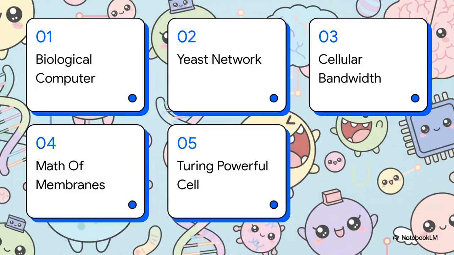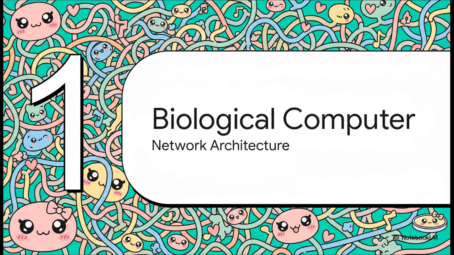Here's our quick agenda for today. First, we'll look at the biological computer. Second, shuffling the yeast network. Third, cellular bandwidth and signals. Fourth, the math of membranes. And finally, we'll wrap up with a Turing-powerful cell. Okay, let's jump right into Section 1, the biological computer.